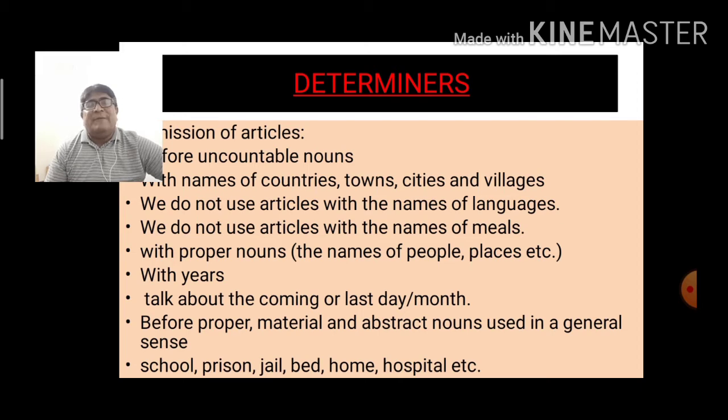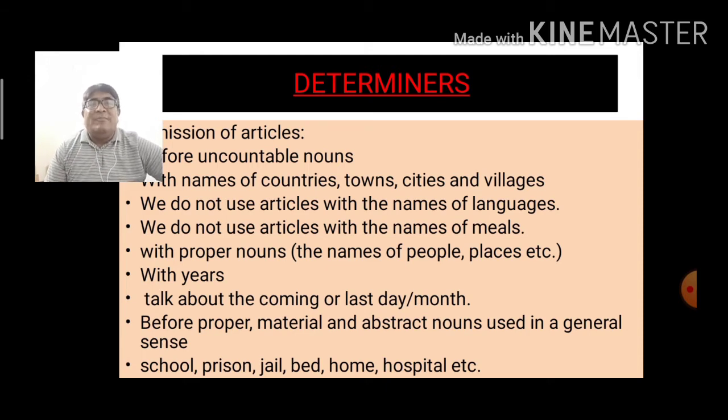For example, honesty is the best policy. So honesty is an abstract noun. Before that noun, we cannot use the article "the". Then here there are some words which are very important, and generally people make mistakes while using these words: school, prison, jail, bed, home, hospital, and one more word, that is court.